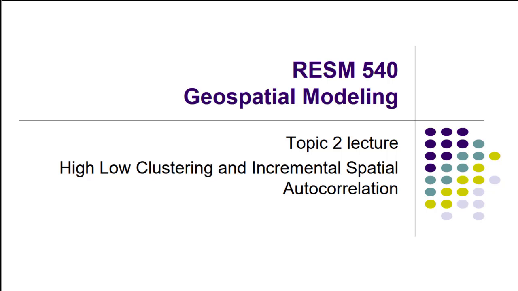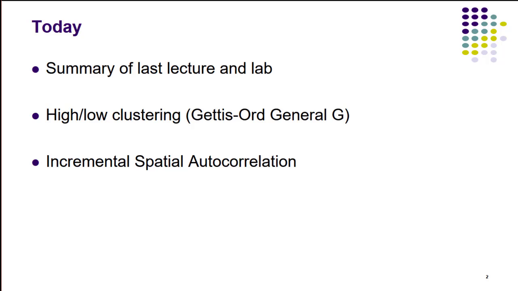Okay, welcome back everyone. Welcome to this topic 2, which is on high-low clustering and incremental spatial autocorrelation. I want to summarize last week's lecture and lab a little bit before starting today. Then I'm going to talk about this high-low clustering, which is the Getis-Ord General G statistic.